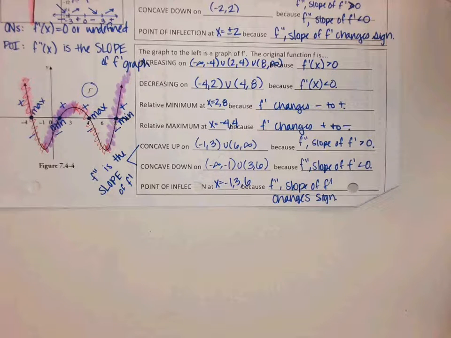Where are the critical numbers on the x-axis? 2 and 4. Okay, put dots on your x-axis. And then put your pluses and minuses. When it's above, it's positive. When it's below, it's negative.